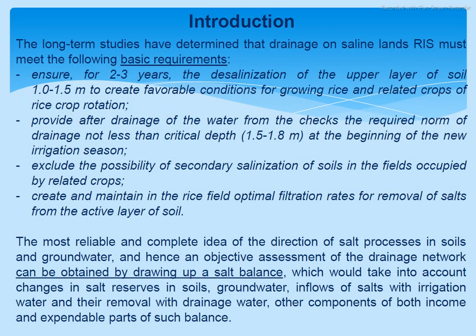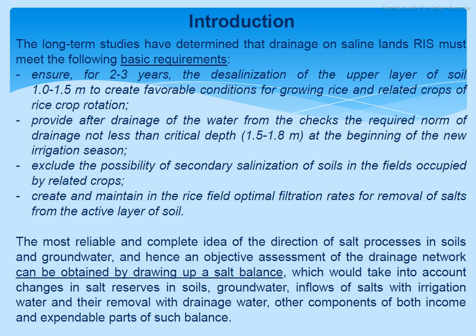According to the results of long-term studies of drainage network operation efficiency, drainage on the saline lands of rice systems must meet a number of requirements, compliance with which will ensure the formation of optimal salt, water and air regime for rice and related crops of crop rotation.